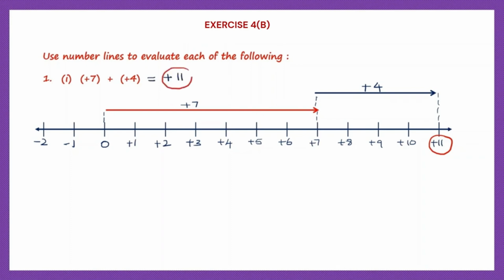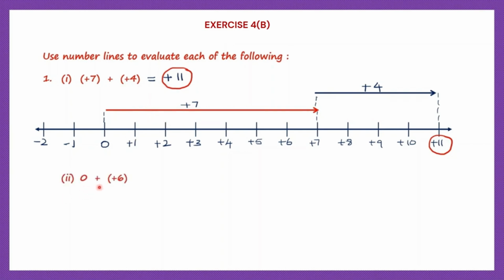So what did we notice here? When we add two integers with the same sign, when signs are the same, put the same sign and add the numbers. 7 plus 4 is 11. That is the rule you must follow: when signs are the same for addition, put the same sign and add. That's what we did here. Okay, let's go on to the next one.